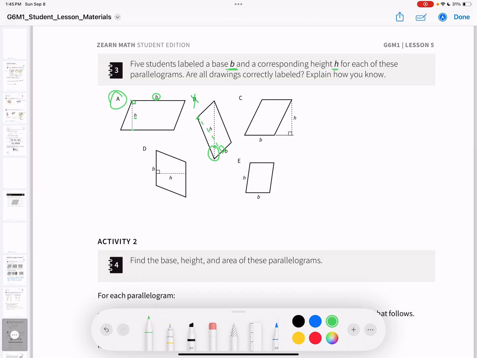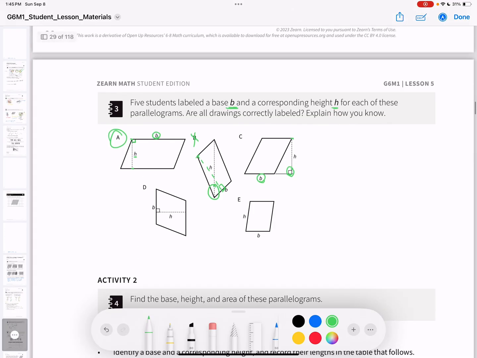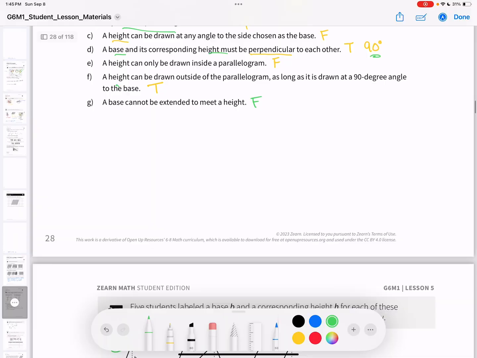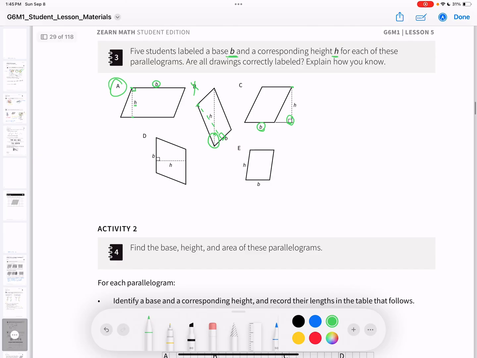Let's look at C. We have a base. Any side can be a base. Does the height go from one side of the parallel line to another side of the parallel line? Yes. Does the height hit the base at a 90-degree angle? Yes. And finally, remember, the height can be drawn outside of the parallelogram. So even though the height is outside, it's still okay. So C is correct.